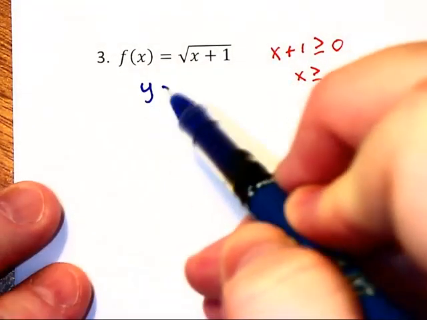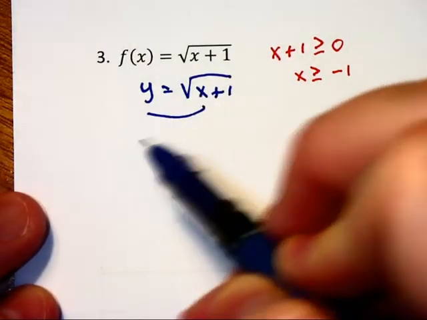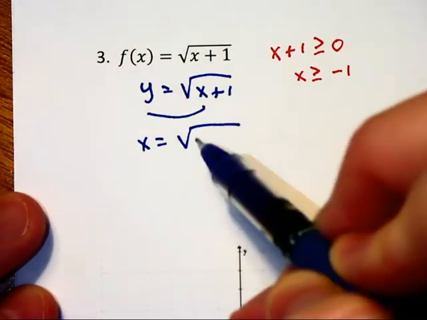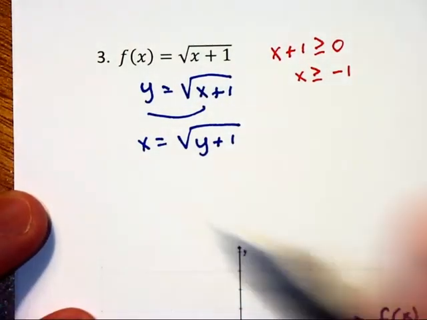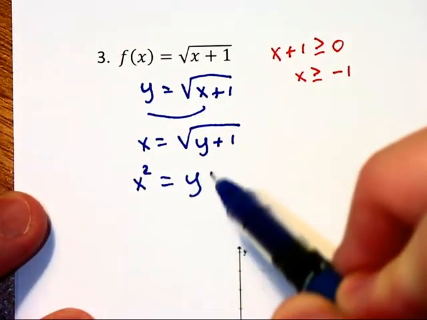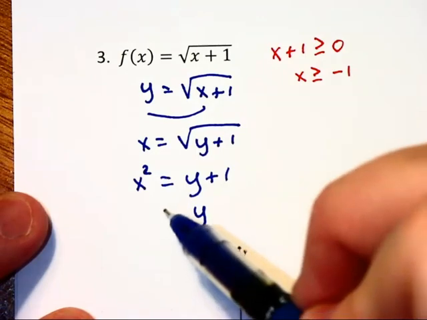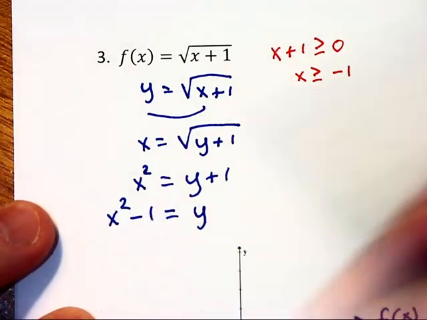Instead of y equals the square root of x plus 1, I'm going to change this now to x equals the square root of y plus 1. And then I need to isolate the y, which means squaring both sides. I get x squared equals y plus 1. And then isolating the y, subtracting 1 on each side, we have x squared minus 1 on the left.